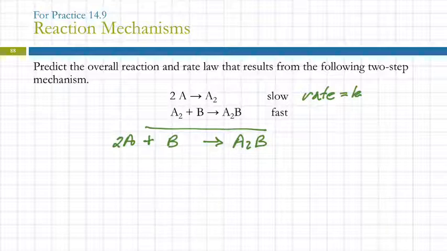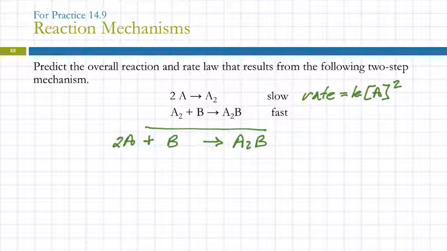This is an elementary step. We can predict the rate law for the elementary step from the equation. There's only one reactant, right? Concentration of A. And what's the order? 2. Two A's are reacting to form A2. And so this is a bimolecular step, and it's A squared.